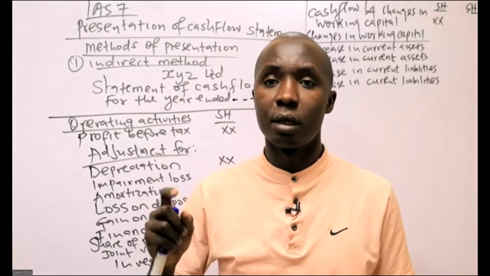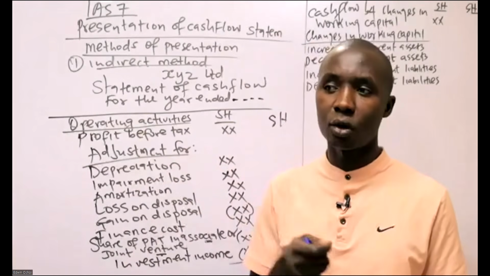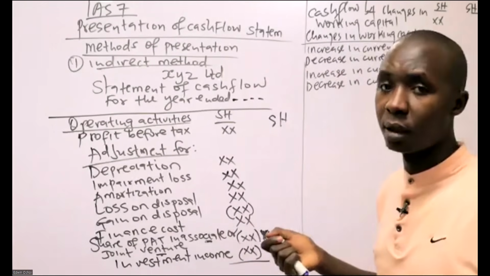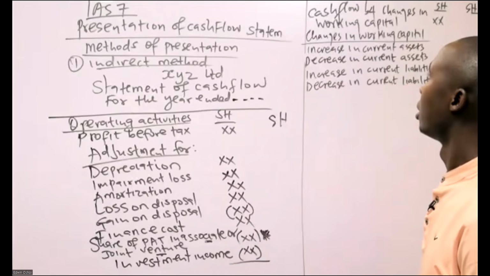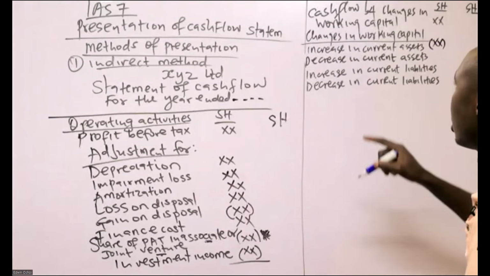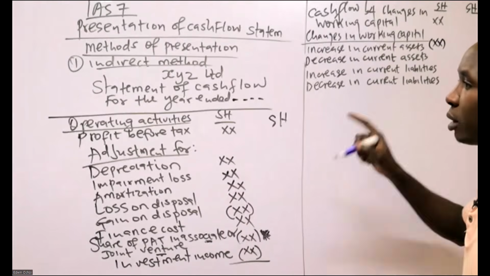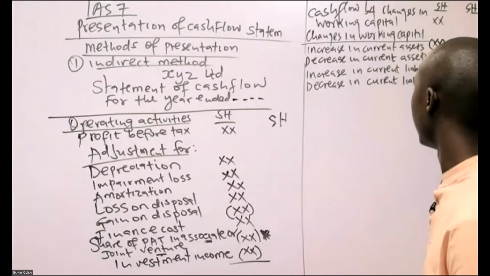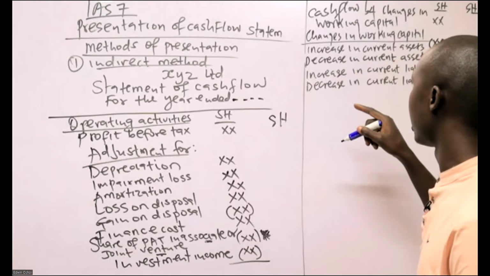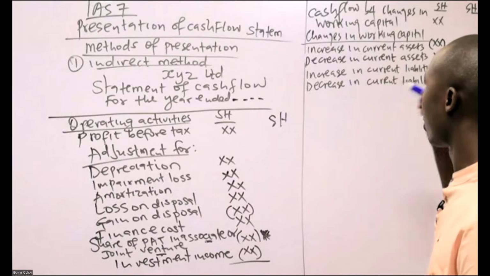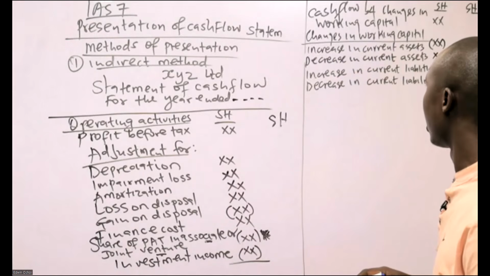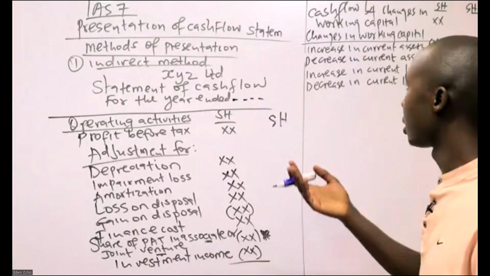Now, from this point of changes in working capital, we are checking movement of cash in and out of the organization. When your asset increases, what happens to your cash? You have bought assets, it means that there's money out. When your asset decreases, it means that you have disposed your assets, you have received money. So that is cash in. When liabilities have increased, it means that you have acquired more liabilities, so you have received money, or you have made a sale.